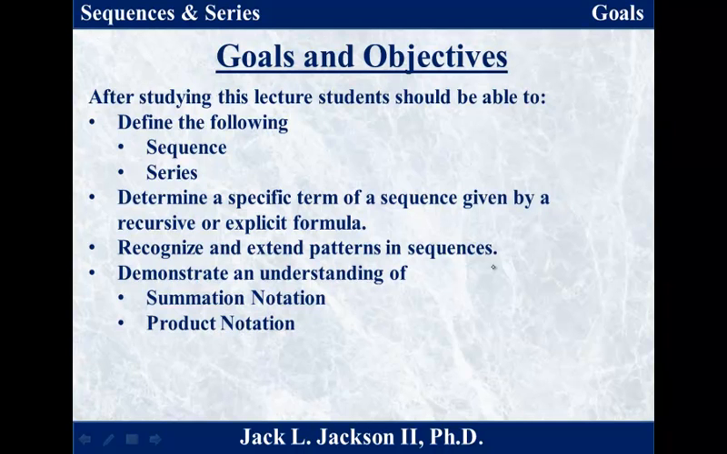So after studying this lecture, you should be able to define a sequence and series, determine a specific term of a sequence given by a recursive or explicit formula, recognize and extend some patterns in sequences, perhaps even coming up with either a recursive or a non-recursive formula, and demonstrate an understanding of summation and product notation.